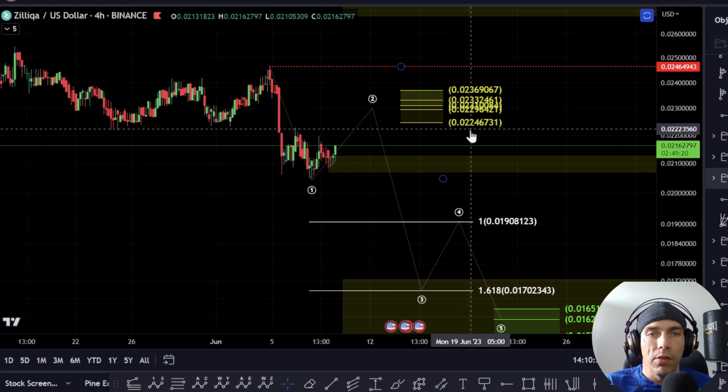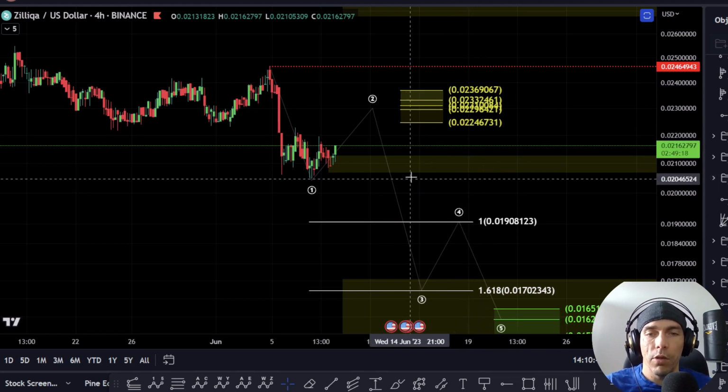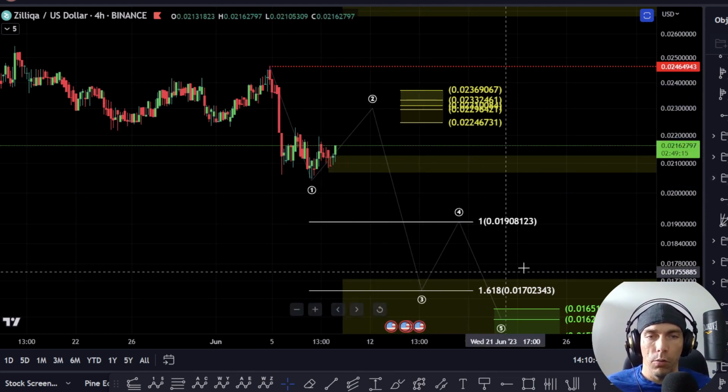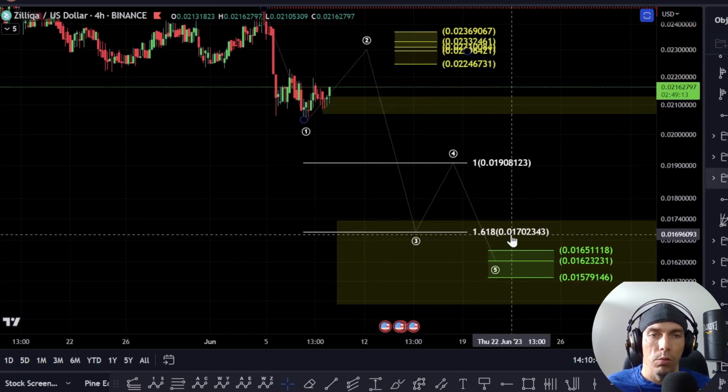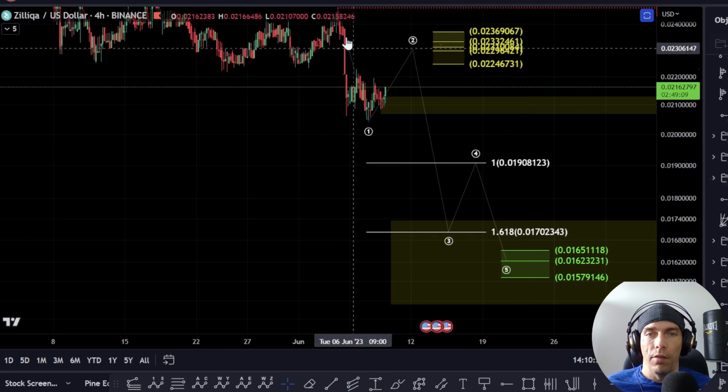So this is what I'm saying, until we actually break above this high, we need to be cautious of the 0.236 to the 0.2246 region, where we could actually have this as a 1-2 and then have a further breakdown in a bigger 3rd wave here for this 0.1702 area as a 3rd wave.